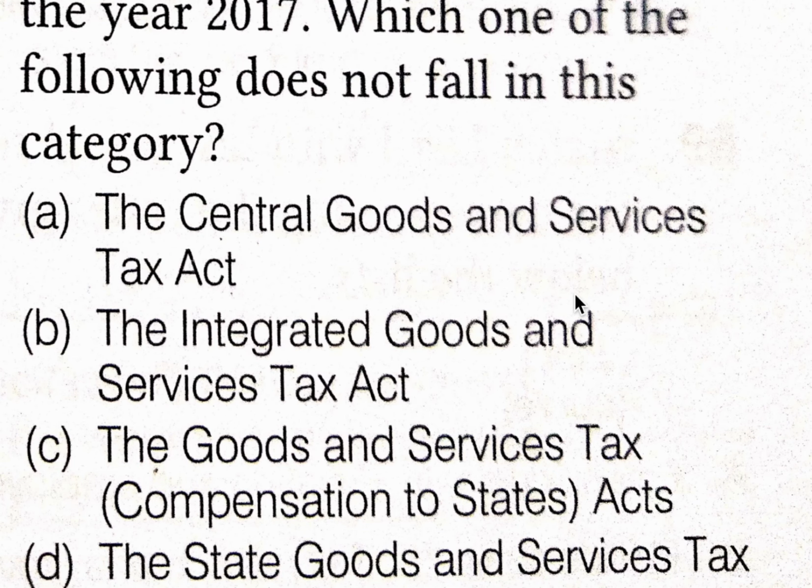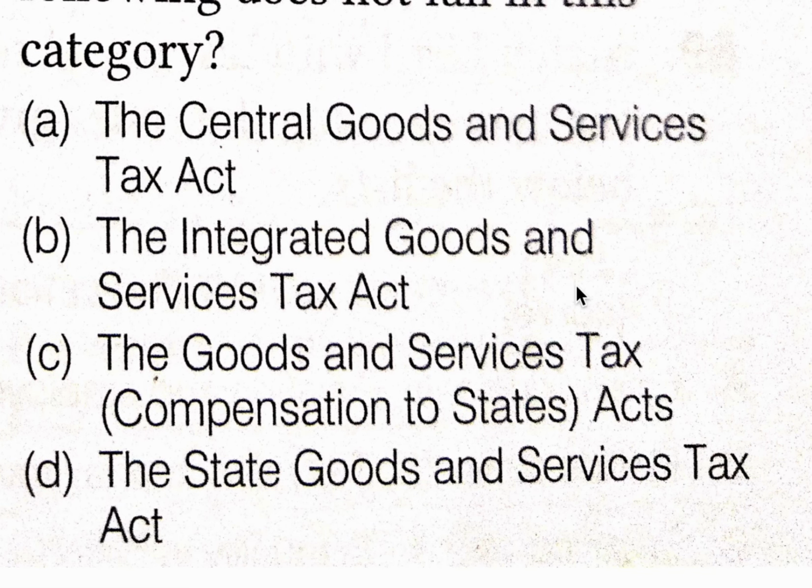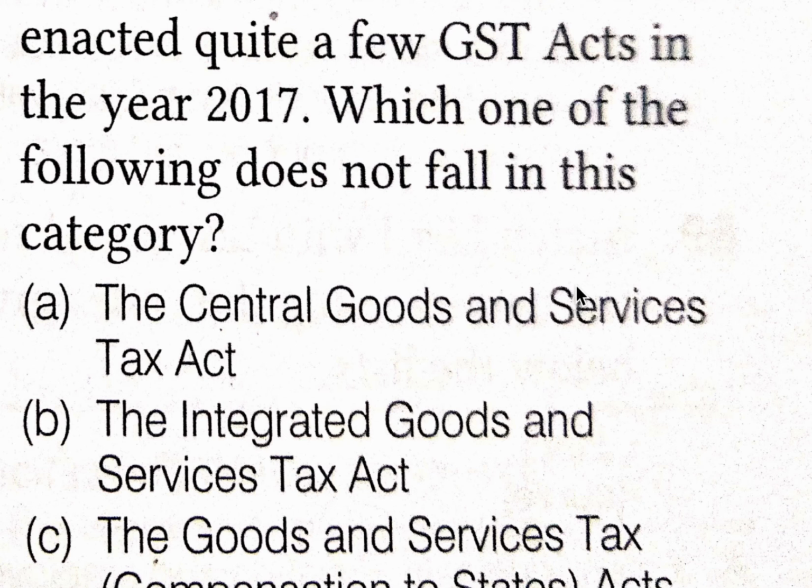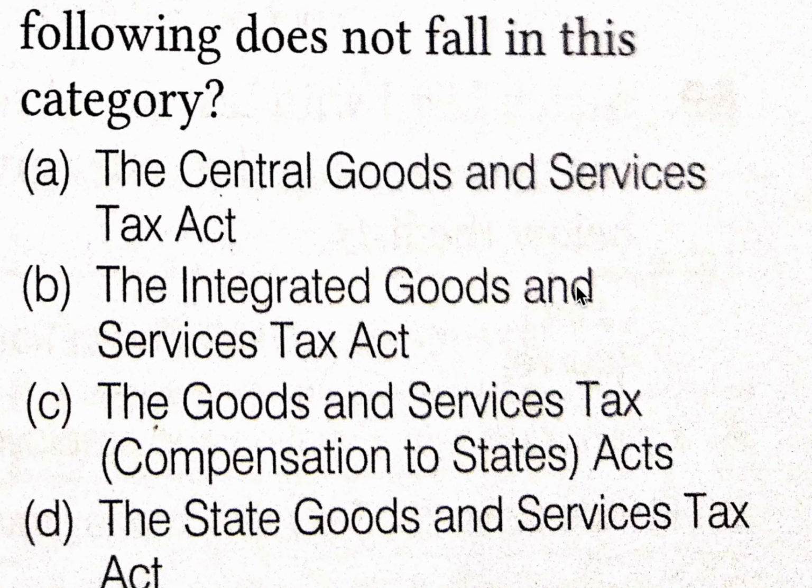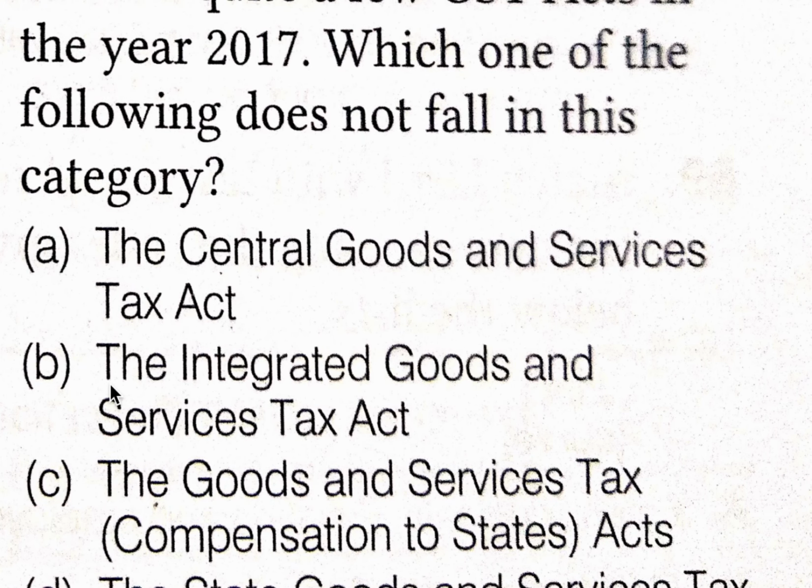Option A, the Central Goods and Services Tax Act. Option B, Integrated Goods and Services Tax Act. Option C, Goods and Services Tax Compensation to States Act. Next is option D, State Goods and Services Tax Act. So here, under the GST Acts in the year 2017, there is no compensation to the states. So the Goods and Services Tax Compensation to the States Act is not provided. So option C is the correct answer. It doesn't fall under the category.